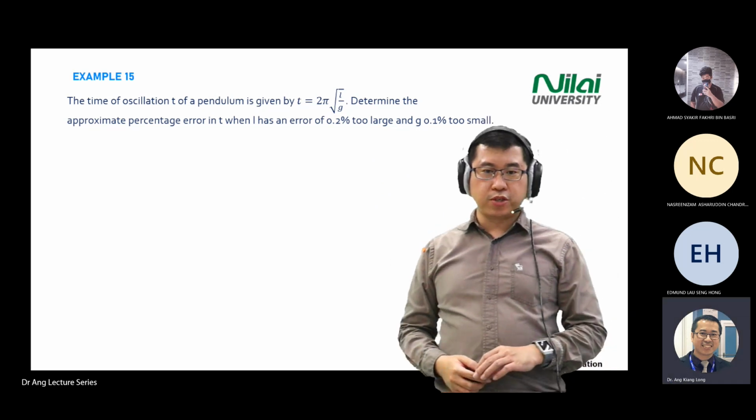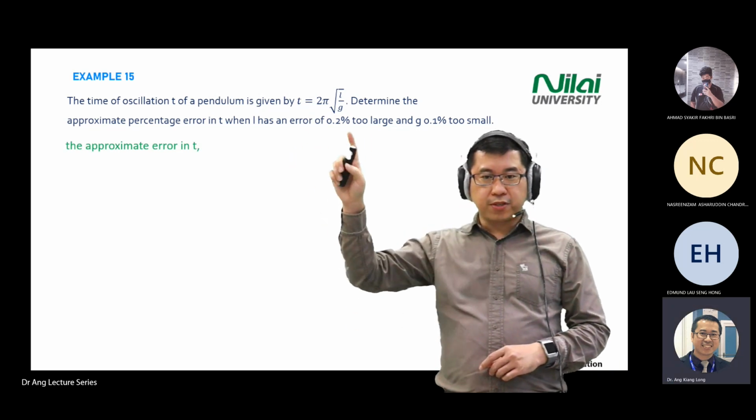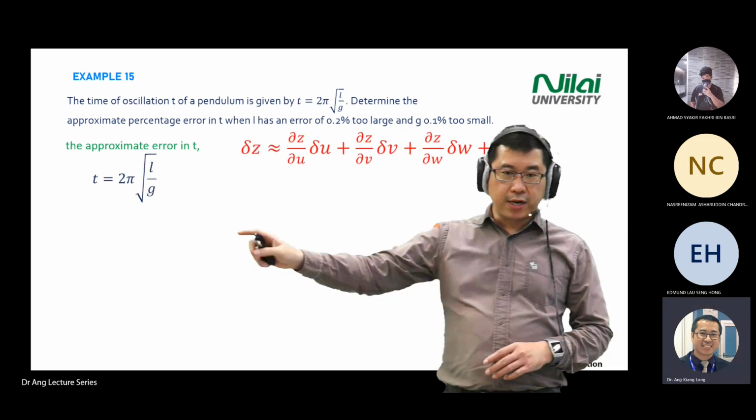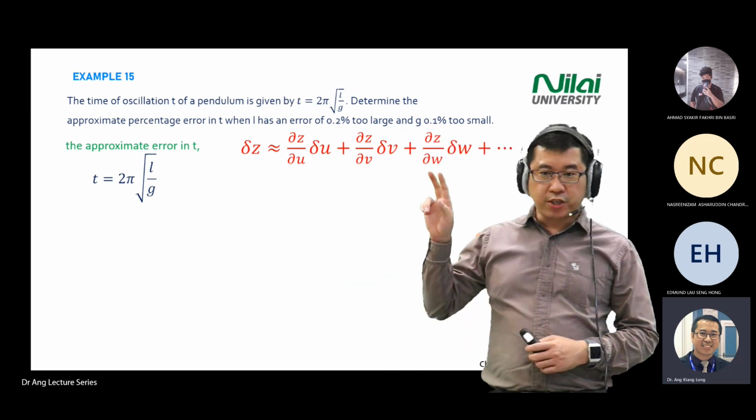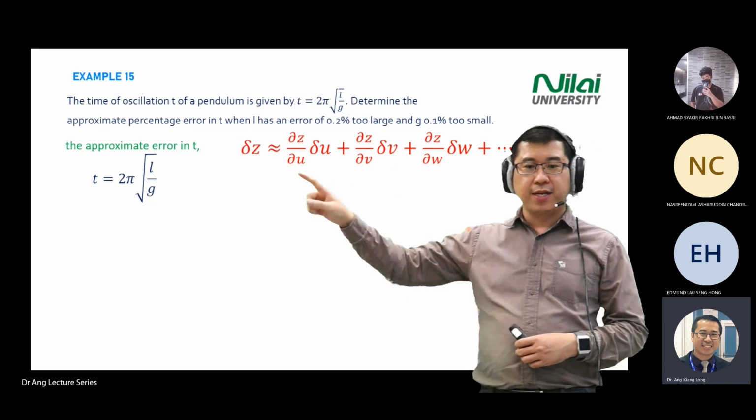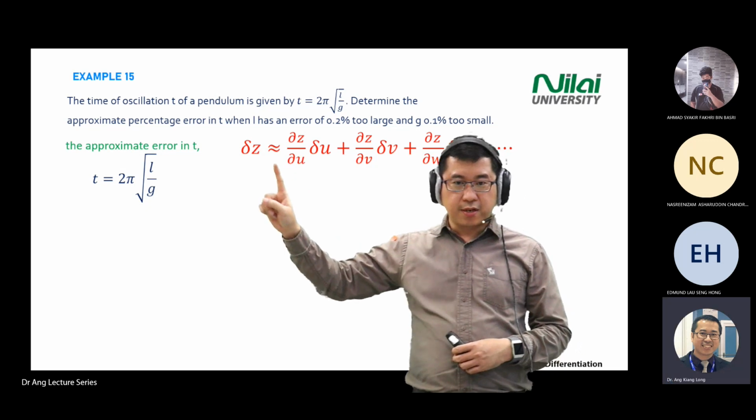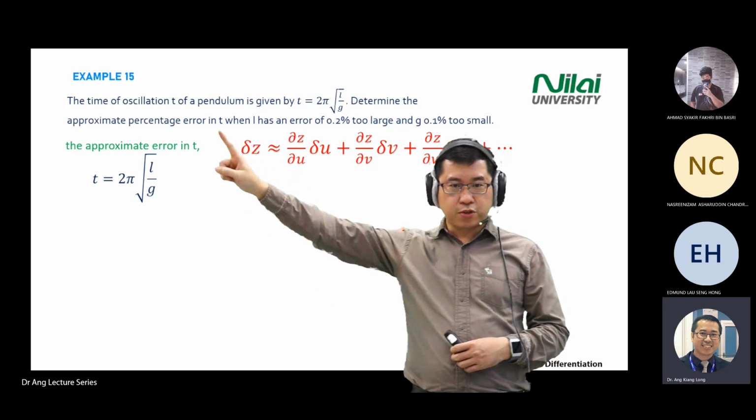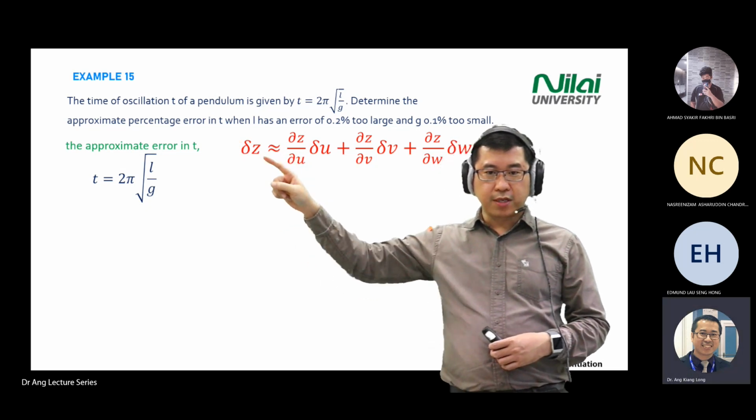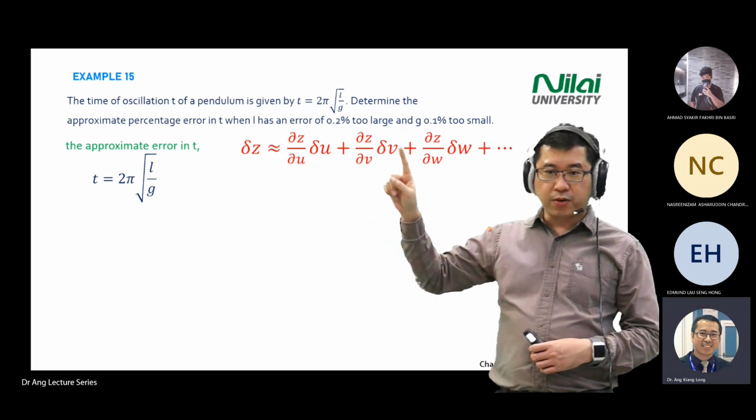Okay, so how do we solve this question? First, you write the equation first, T equal to something. Then you write the general approximate small changes equation like this one: delta Z curly equal. Again, this is a common mistake. When you solve an approximate question, you use curly equal, because it means approximate. Then the first unknown, second unknown, third unknown.